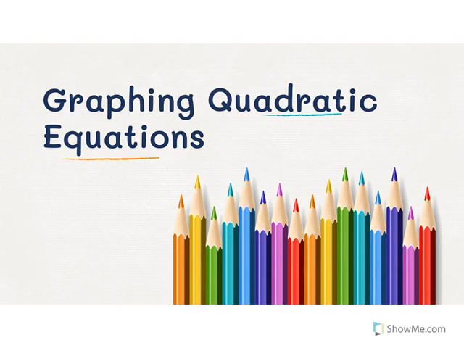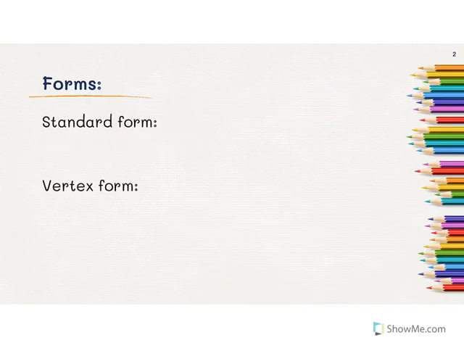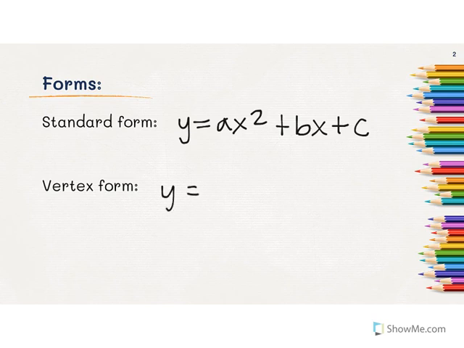Hello everyone, we're going to be talking about graphing quadratic equations today. Our first thing to talk about is standard form. In that form we will see our quadratics as ax squared plus bx plus c. This is what you will always see in standard form, and then our vertex form will look like a times (x minus h) squared plus k. So we'll be graphing in both of these forms.